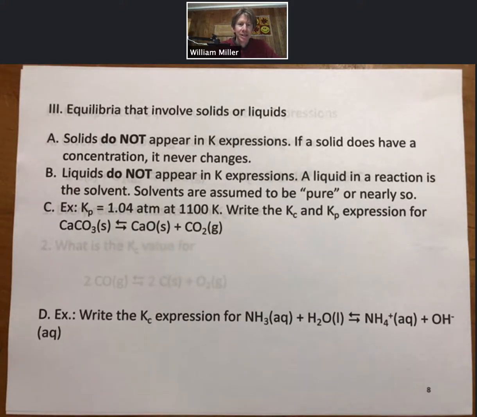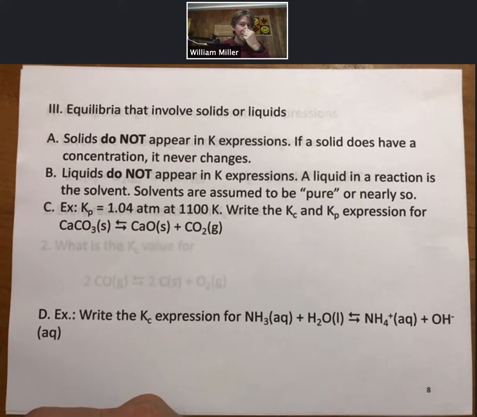Now let's talk about equilibria that involve solids and/or liquids. The first thing we want to say is that solids do not appear in equilibrium constant expressions. If a solid does have a concentration, which I think is more of a philosophical question, it never changes. Liquids do not appear in equilibrium constant expressions either.